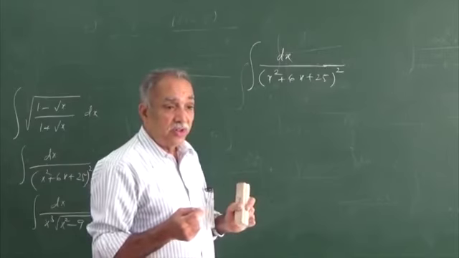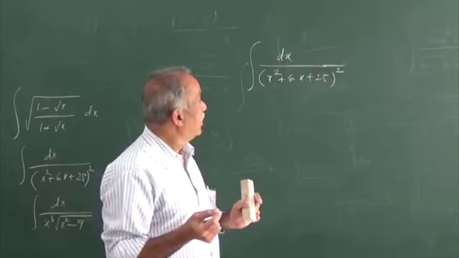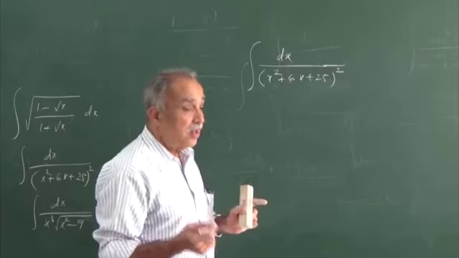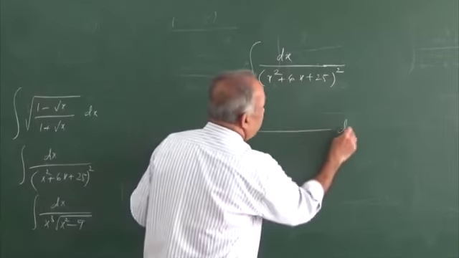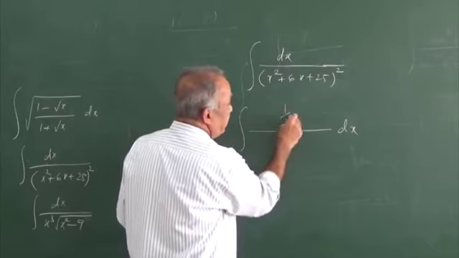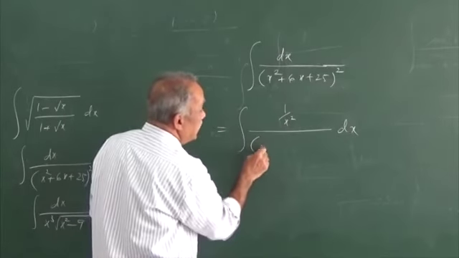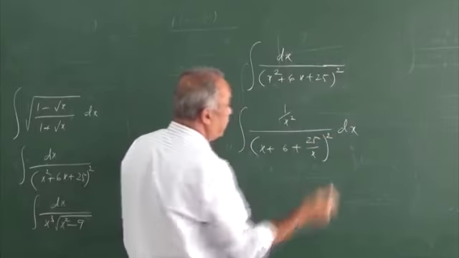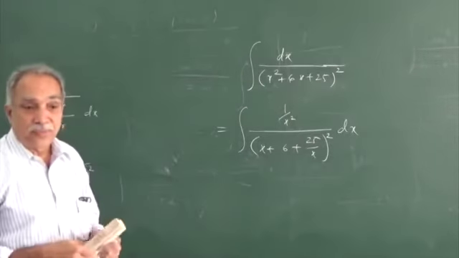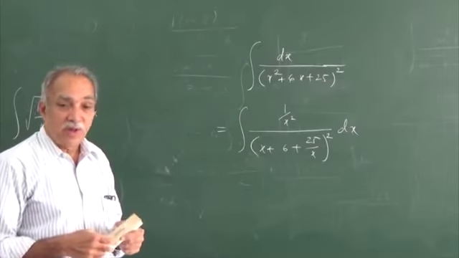Good. Good attempt. One second, let me record what you have suggested. We are dividing numerator by x square. Denominator becomes x plus 6 plus 25 by x whole square. Right. Good. What next?